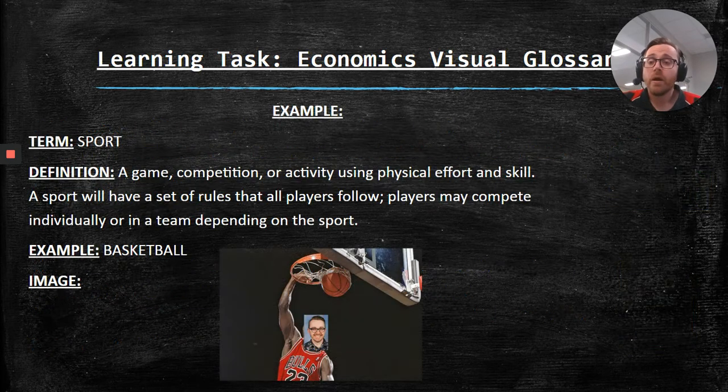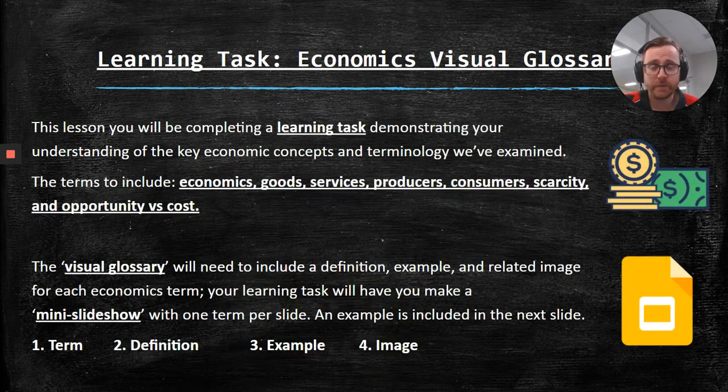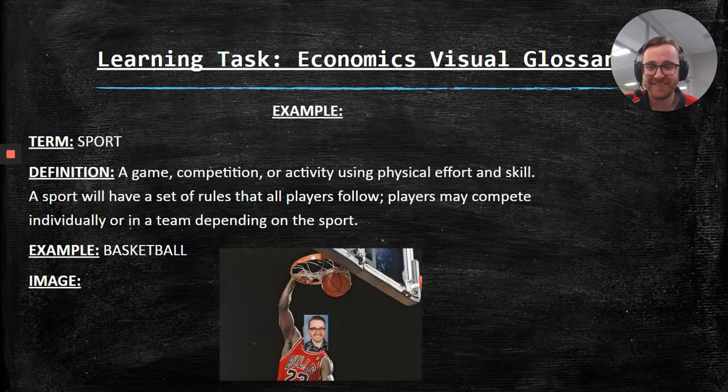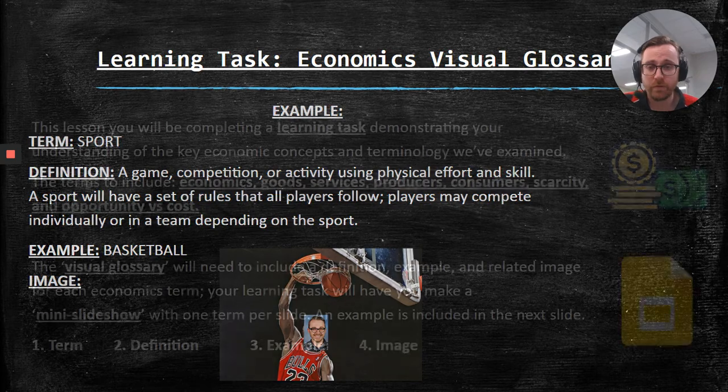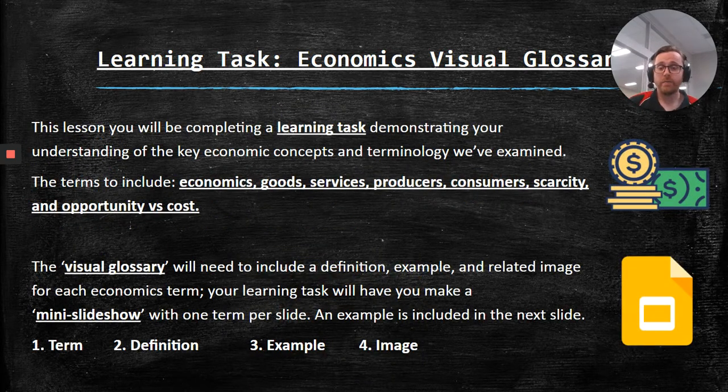Example slide. It's not economics related, obviously, but I've got my key term there, sport. I've got the definition: a game, competition, or activity using physical effort and skill. One or two sentences is all you need for the definition. So even though it's 7 terms, you're not doing too much this lesson, hopefully. An example of a sport would be basketball. Image of a sport would obviously be Mr. Tapley playing basketball over the school holidays. There's no need to look behind that face I've put on there. That's definitely me. And yeah, that's what we'll be doing for our little visual glossary learning task.